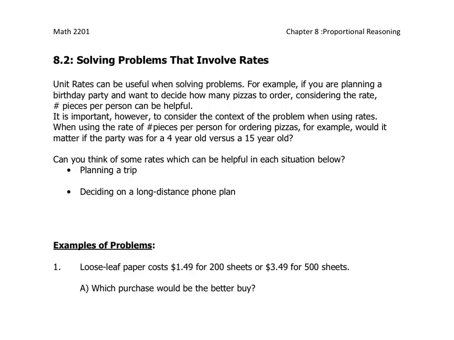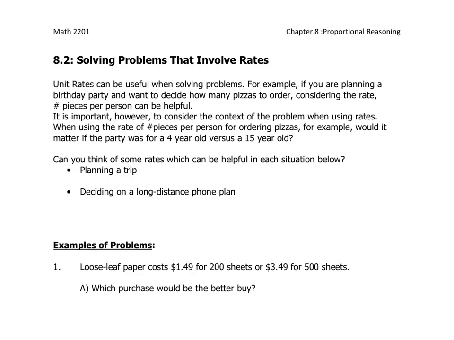For example, if you were planning a party for a 4-year-old versus a 15-year-old, you would have to use a different rate of number of pieces per person. So it says, can you think of some rates which can be helpful in each situation below? So planning a trip probably would be the fuel efficiency, kilometers per liter of gas, and that would give you cost as well, like the cost per kilometer, so that you know how much money you need to have for gas and that sort of thing.